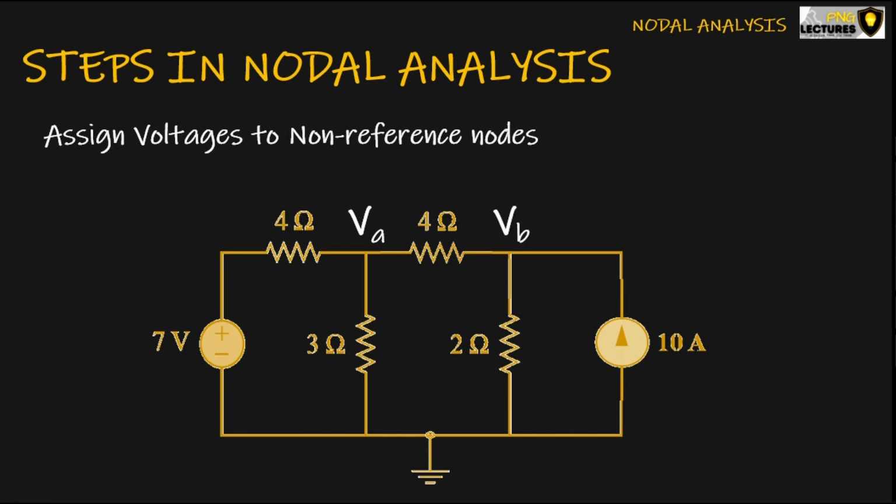So in this particular circuit, we only need to solve two node voltages. So instead of finding a total of 4, we will be just solving for 2 node voltages, which are node voltage A and node voltage B.